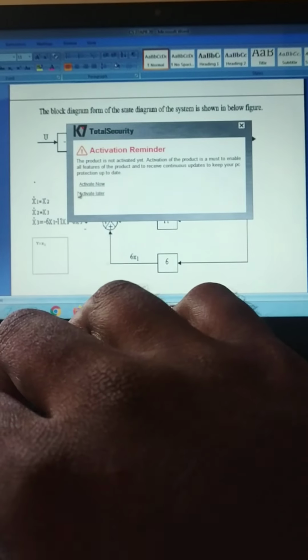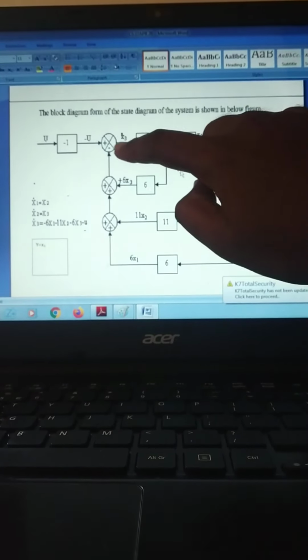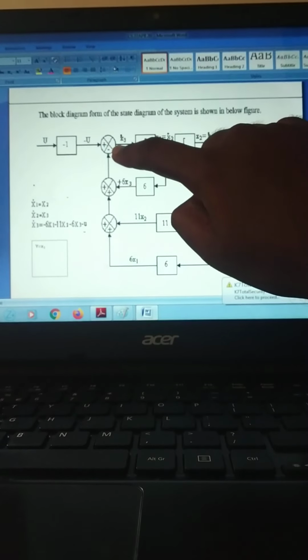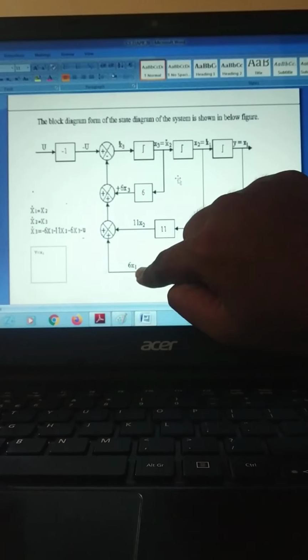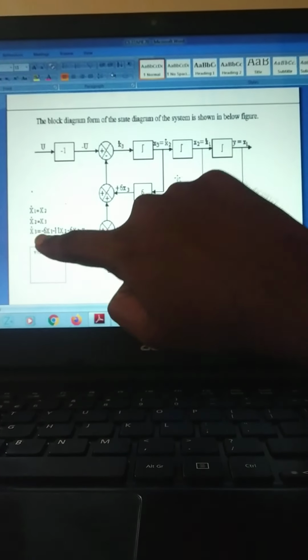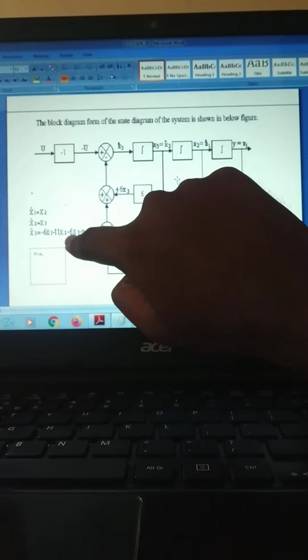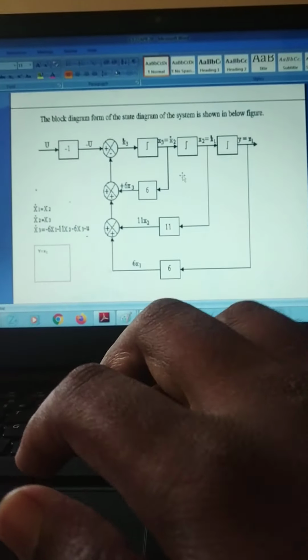All these three variables are given to the summing point with a minus sign, so we get minus 6x3 minus 11x2 minus 6x1, and the input value is minus u. So x3 bar is equal to minus 6x1 minus 11x2 minus 6x3 minus u. Okay, thank you students.